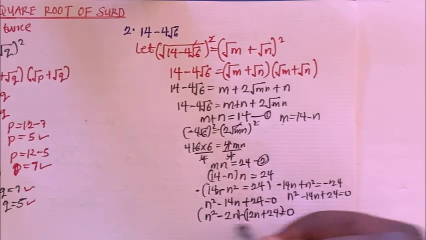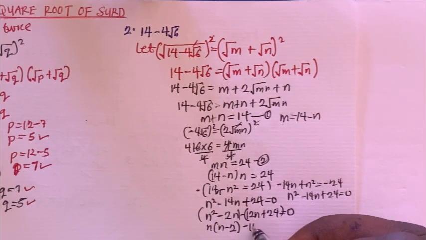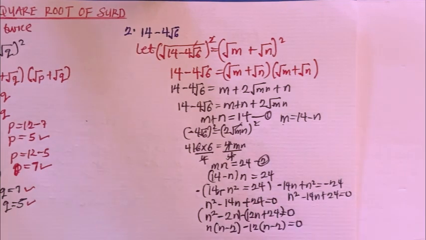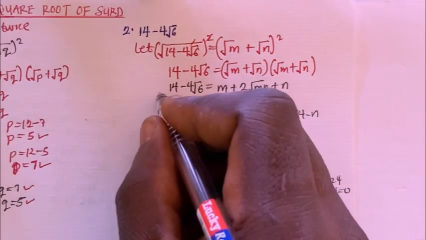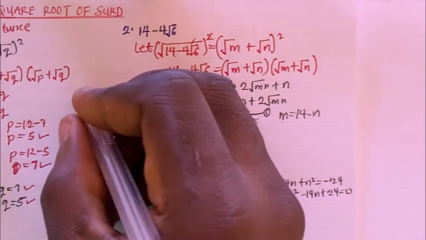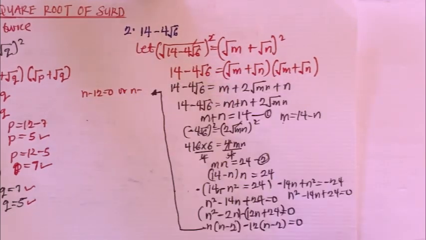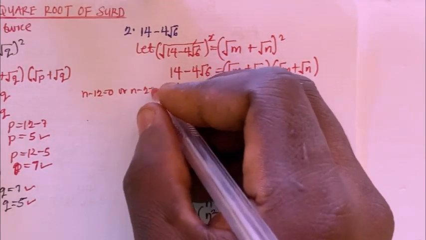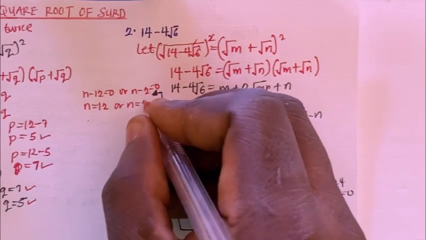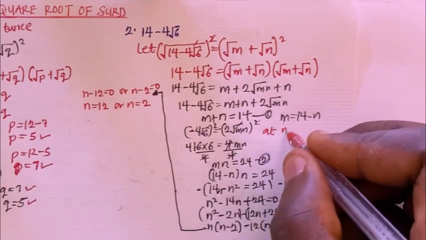So here let's just go ahead and factorize. We're going to have n into bracket n minus 2, then minus 12 into bracket n minus 2 equals 0. So from this side now, we're going to have n minus 12 equals 0, or n minus 2 equals 0. So here n equals 12 or n equals 2.